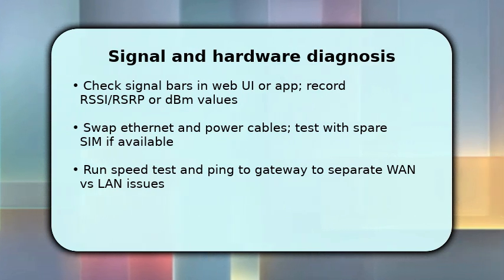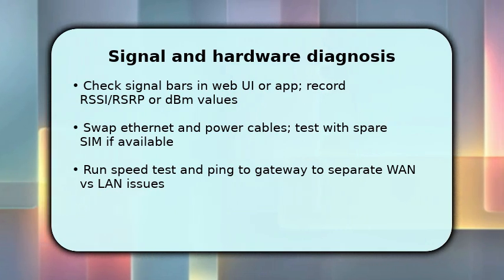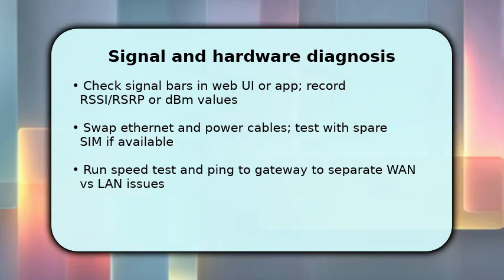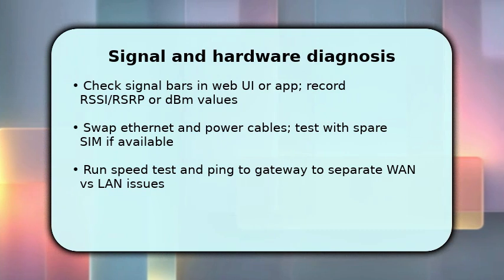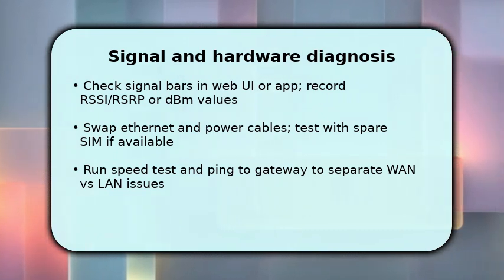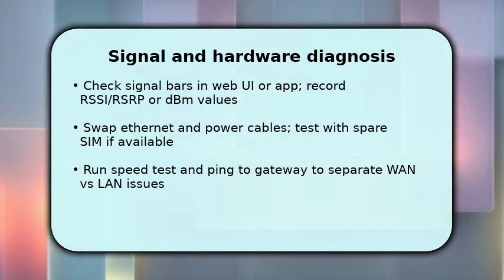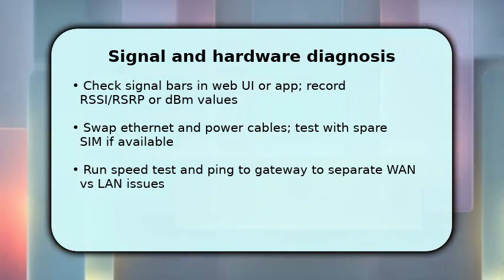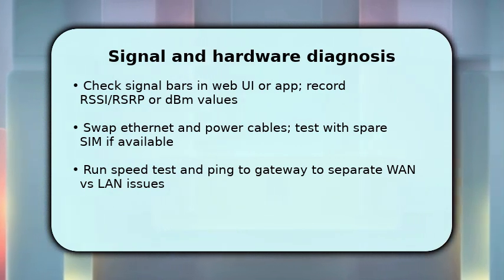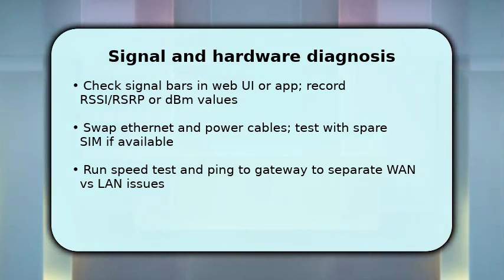Then swap Ethernet and power cables, and if you can, test with a spare SIM to isolate SIM or modem faults. Next, run a local speed test and ping the gateway. Consistent local pings with slow WAN speeds point to mobile backhaul problems rather than local ones. You finish by applying targeted fixes.